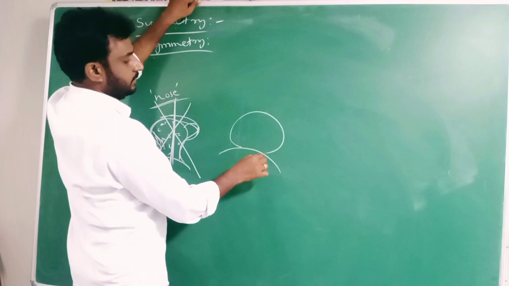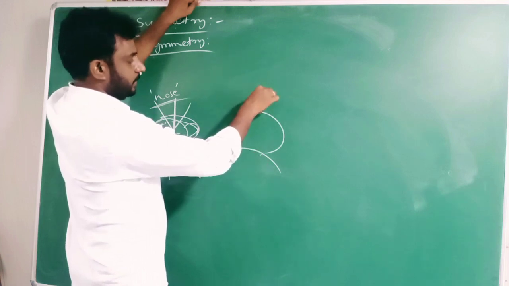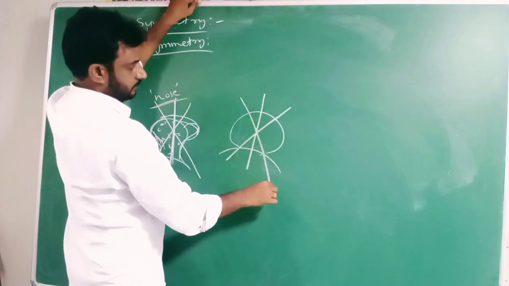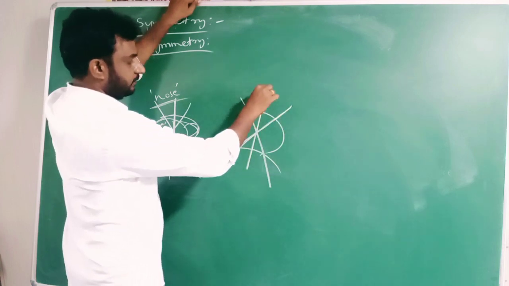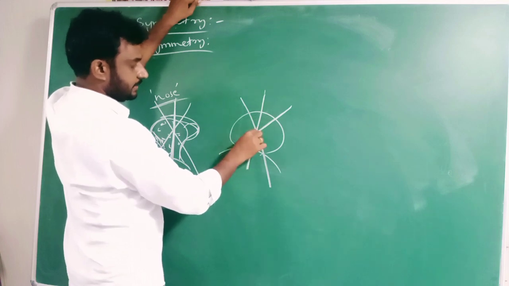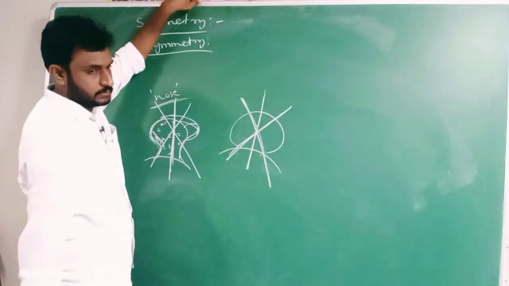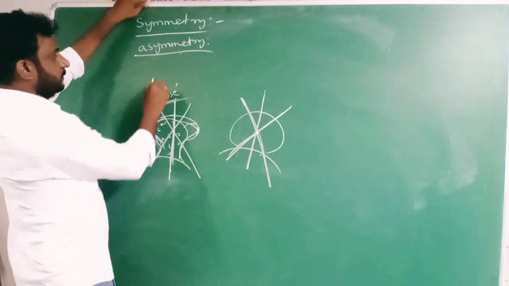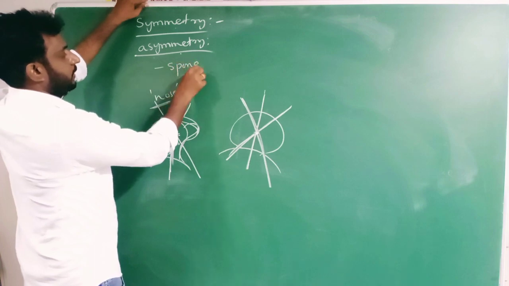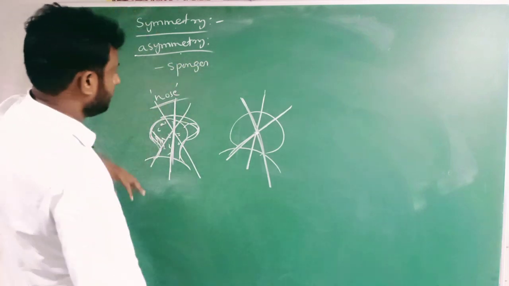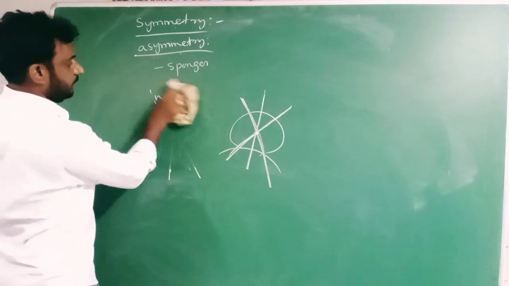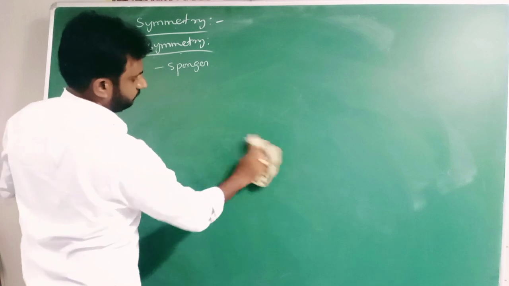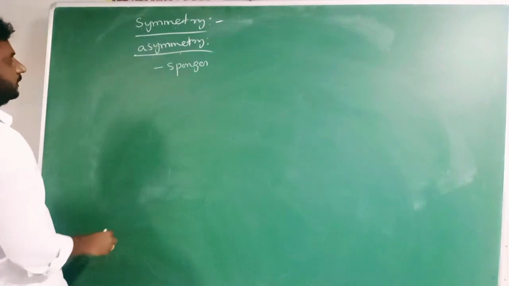This is a sponge. When we cut this sponge along this axis or this axis or this axis, any plane passing through the central axis, it cannot be cut into two identical halves. Those are called asymmetrical animals. Examples for asymmetry are sponges, Porifera. It cannot be cut into two identical halves.